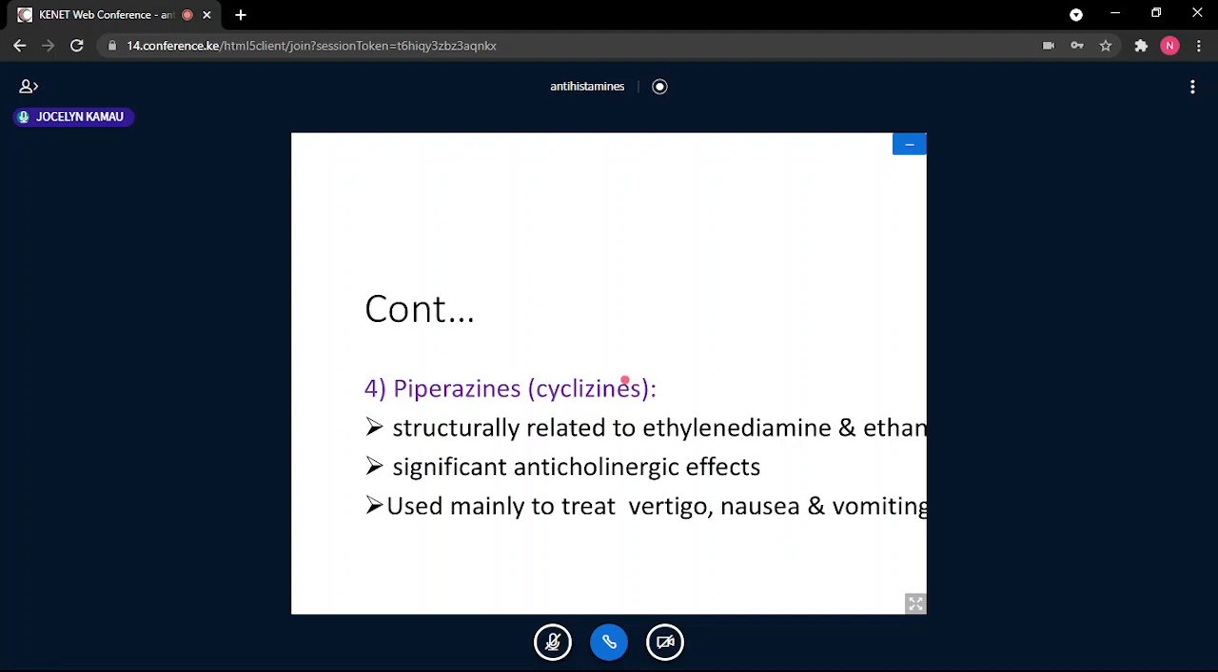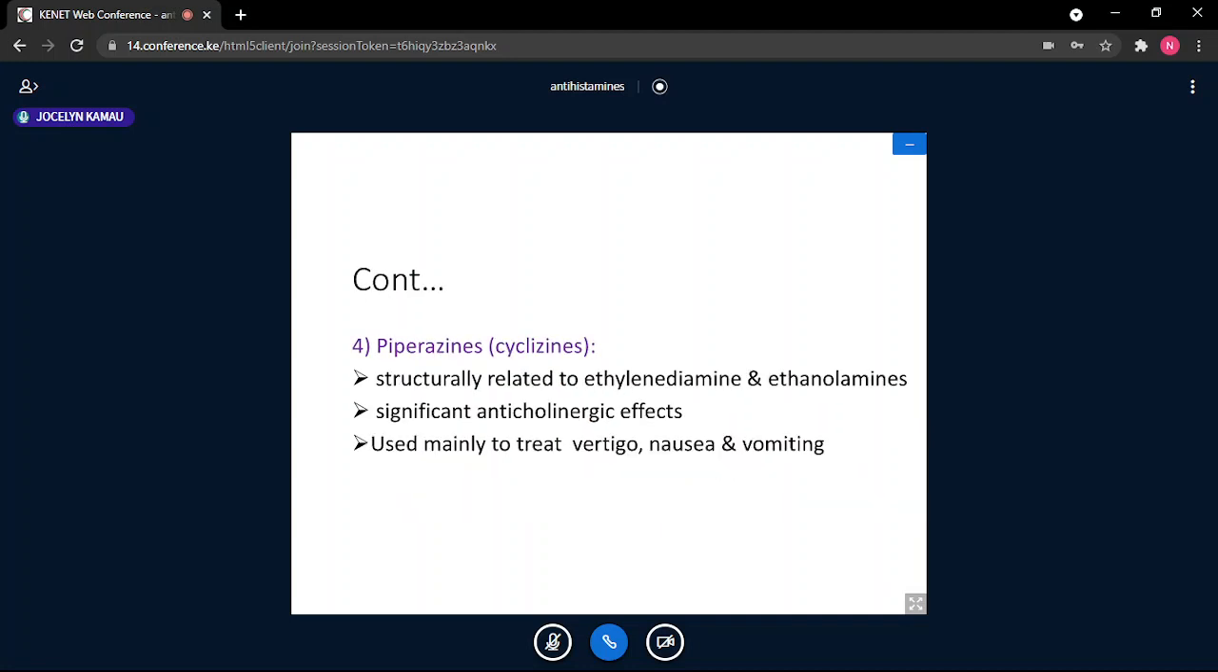So we have now looked at those three groups on the first category, and the fourth category is the piperazines, structurally related to the ethylenediamines and the ethanolamines. They are all structurally related. They have significant anticholinergic effects and are used mainly to treat vertigo, nausea, and vomiting, especially for people who have a lot of problems when they are traveling. We do have people who vomit a lot when traveling. These are some of the drugs used for such problems.